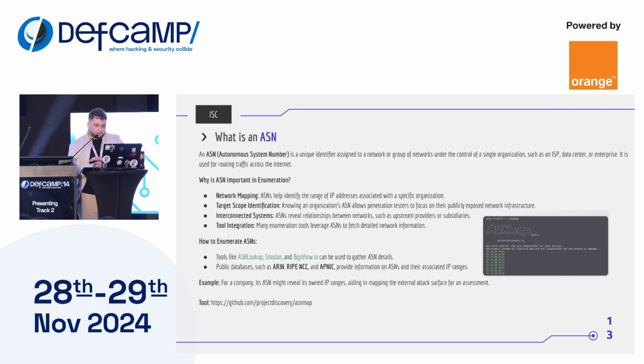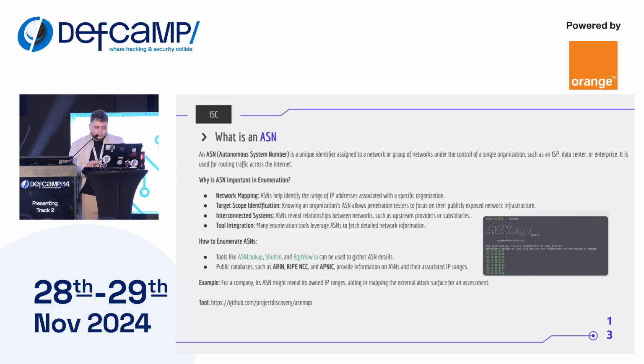What is an ASN? An ASN is a unique identifier assigned to a network or group of networks under the control of a single organization, such as an ISP, data center, or enterprise. So why is that important? Because it helps us identify the range of IP addresses allocated to the specific organization.